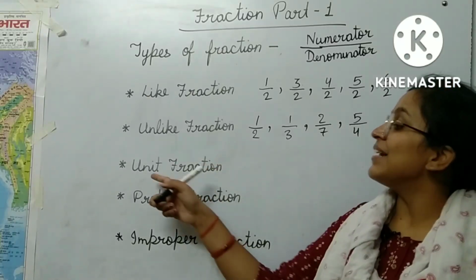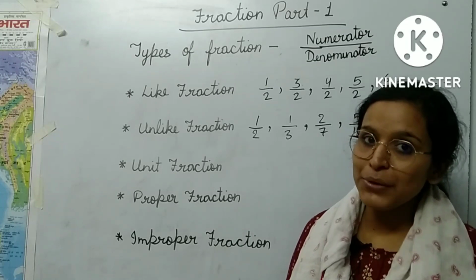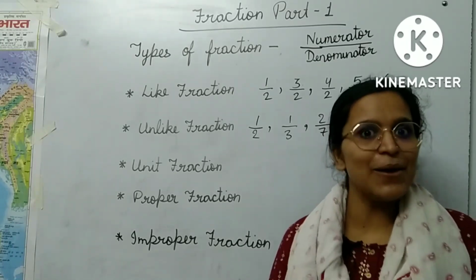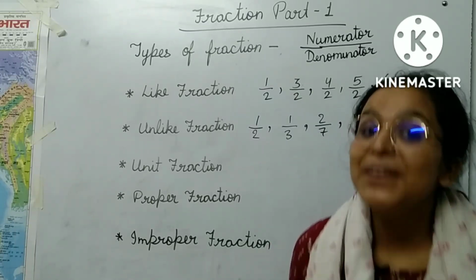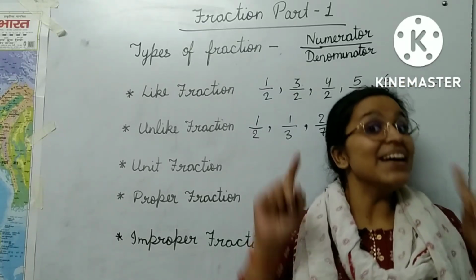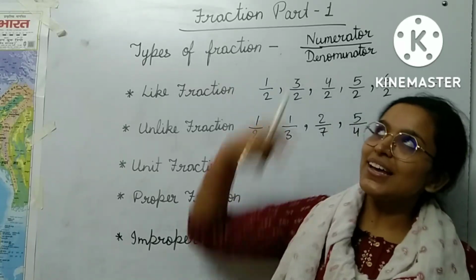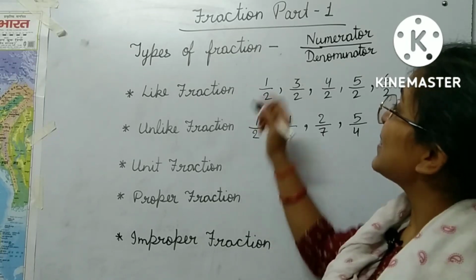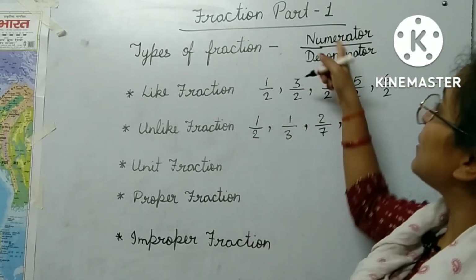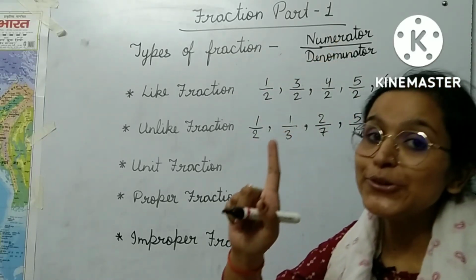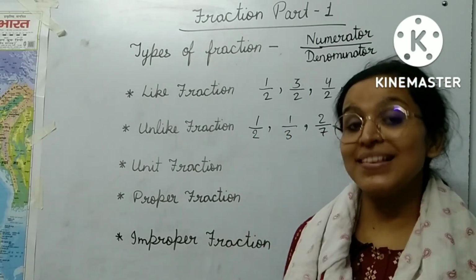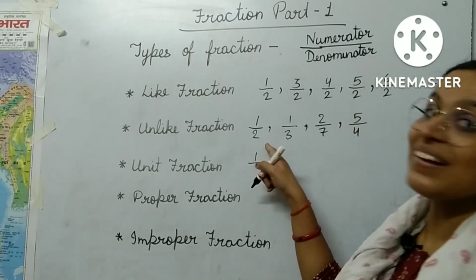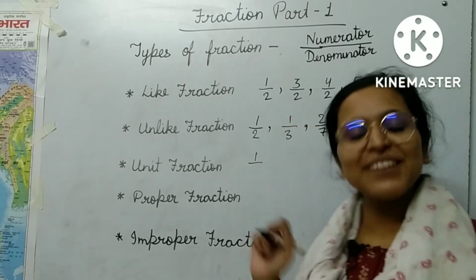Now the next type of fraction that I have written here is unit fraction. What is unit fraction? Now we will see the numerator. Is the numerator upside or downside? Upside. So we look at the numerator, and when the numerator is equal to 1, 1 means unit. Yes, you are correct. This 1 by 2 is a unit fraction.